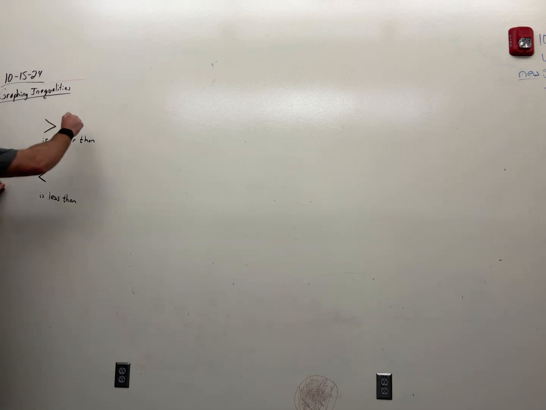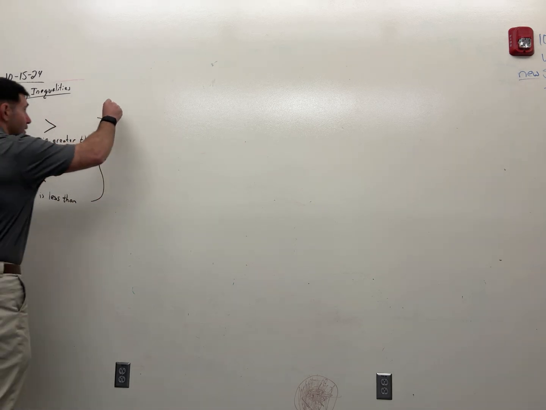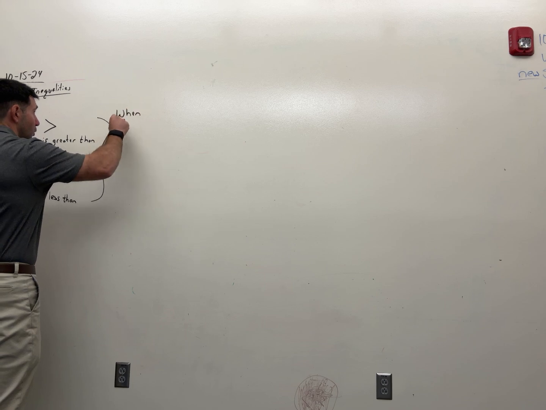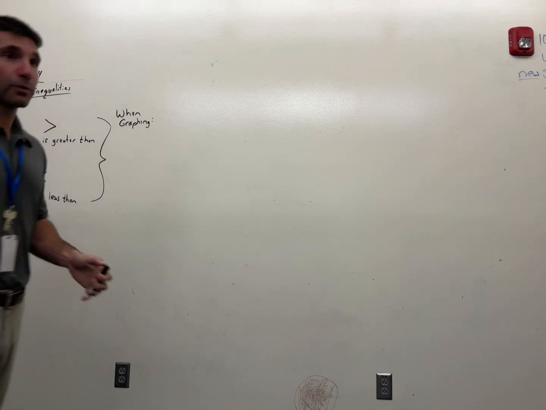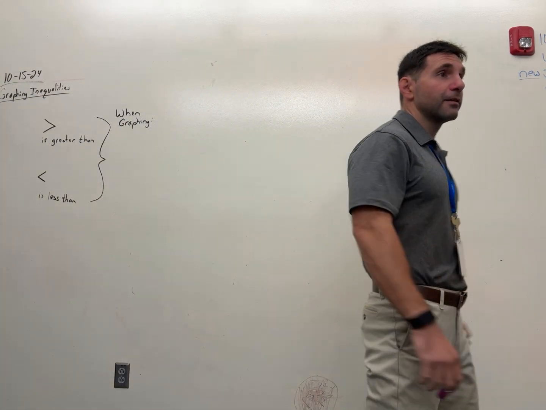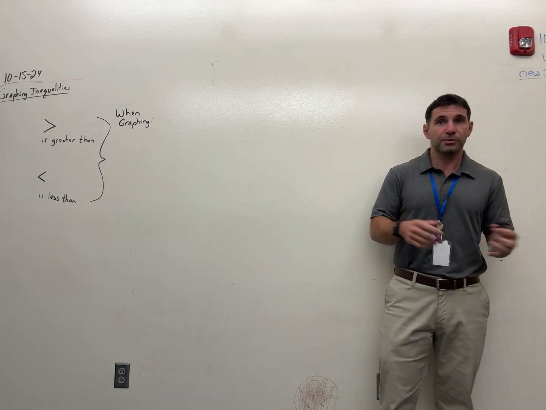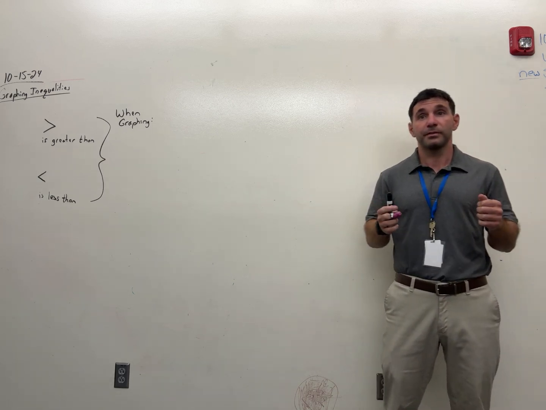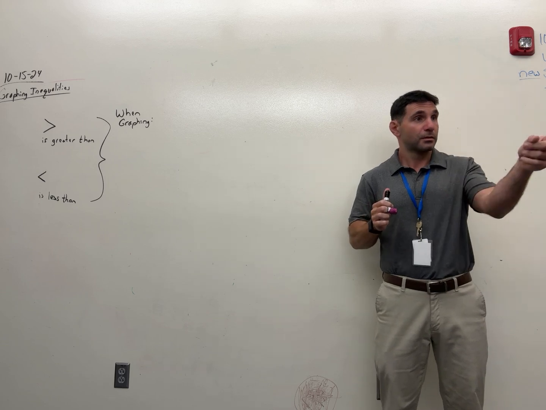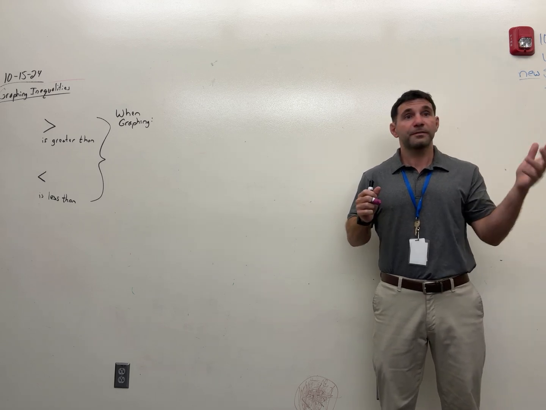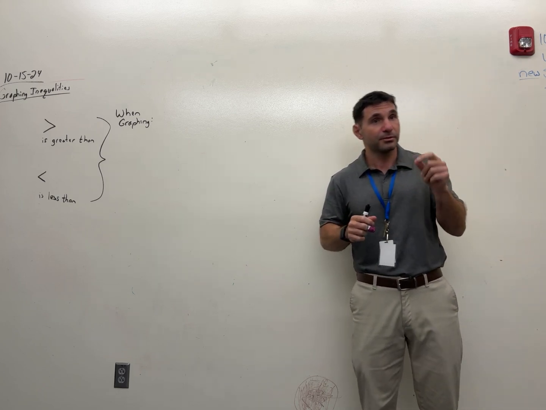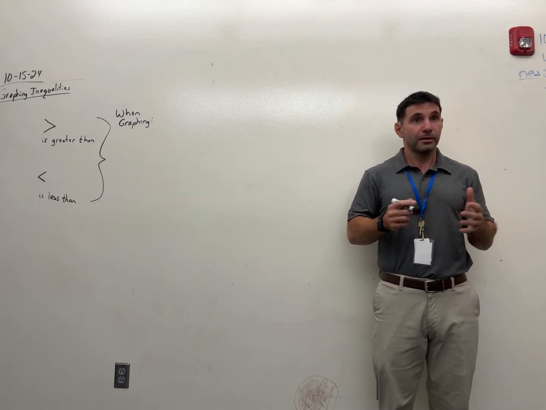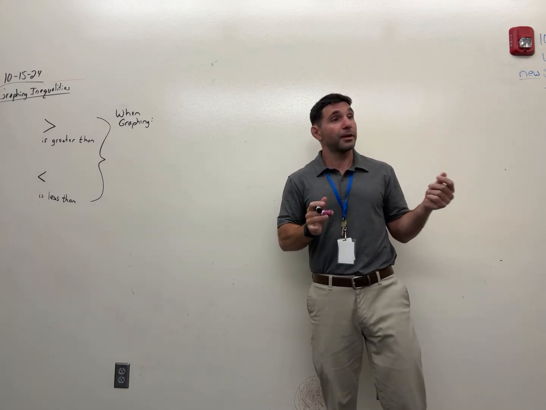Now, I'm going to do this. When graphing, let's say I'm looking for a number greater than 5. Give me a number that's greater than 5. We're going to go around the room. Isaac, give me a number greater than 5. 7. 10. 11. 9. What about 5.00000000000000000000001? Is that greater than 5? Yeah. Those are all greater than 5.